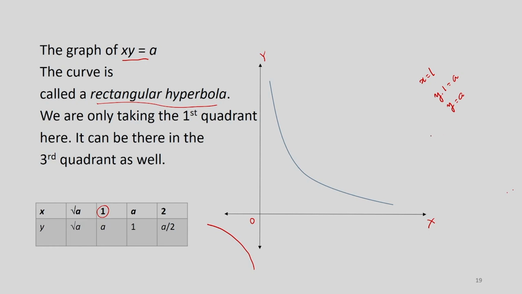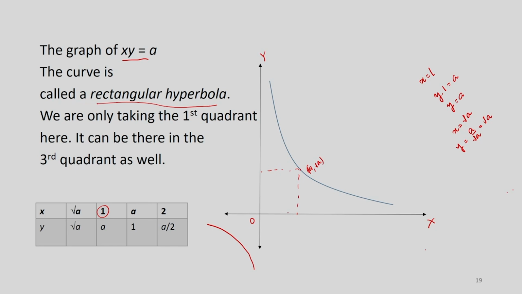If I put x equal to root over a, then you can see that y is equal to a divided by root over a, which is just equal to root over a. So, here the values of these two variables are just equal. Here is that particular point, root over a and root over a.